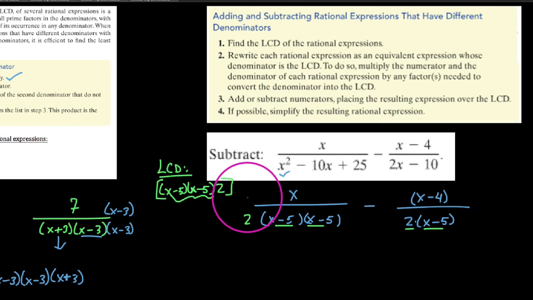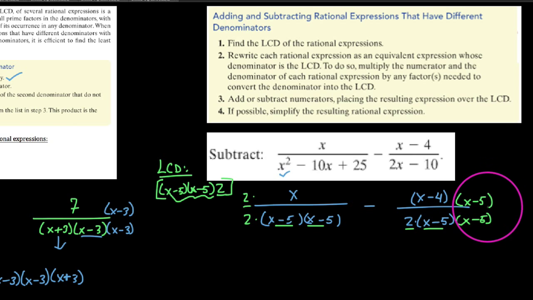So what we're suggesting we do here is we'll take the top and the bottom both times 2. And over here, I noticed in my list here, this one has the 2. This one has one of the x minus 5s. We need another x minus 5. And we multiply on top and bottom, like so.